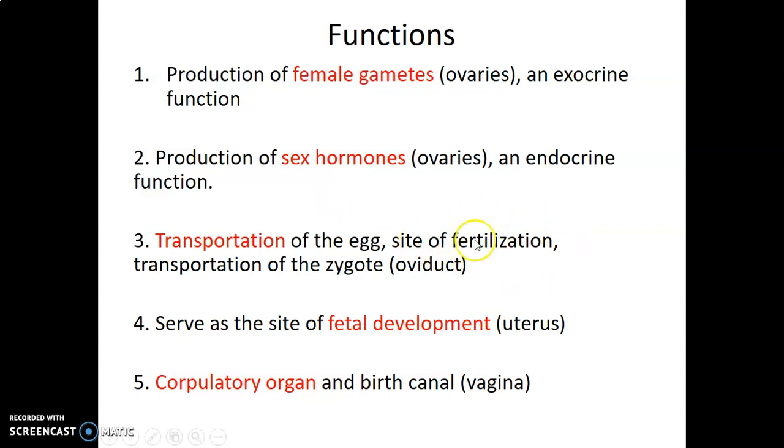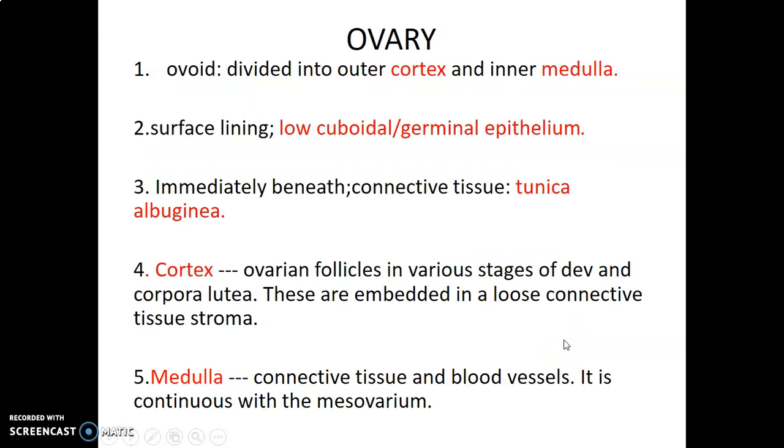transportation of the egg by the fallopian tube, again the site of fertilization at the ampulla of the fallopian tube, and after fertilization the oviduct is also able to transport the zygote to the site of implantation. The uterus serves as a site of fetal development, while the vagina is a copulatory organ and the birth canal.